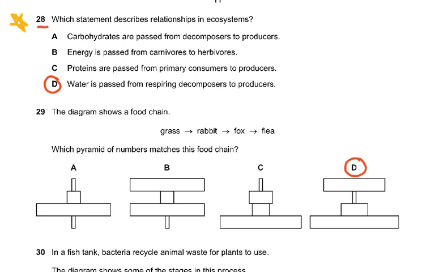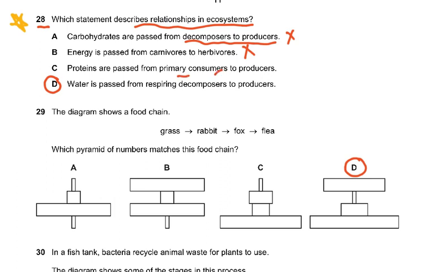Again, question 28 was very, very difficult. Which statement describes relationships in ecosystems? Carbohydrates are passed from decomposers to producers. Carbohydrates from decomposers, well, no, that doesn't make sense. Energy is passed from carnivore to herbivore. It's the other way around, herbivore to carnivore.